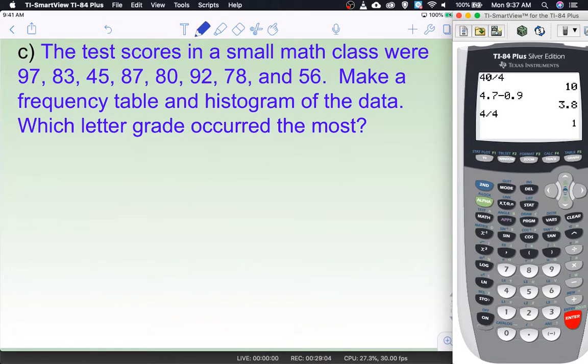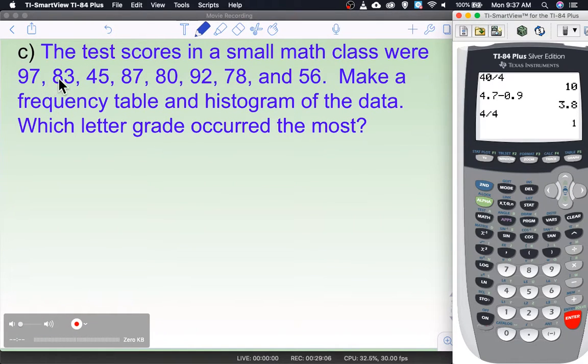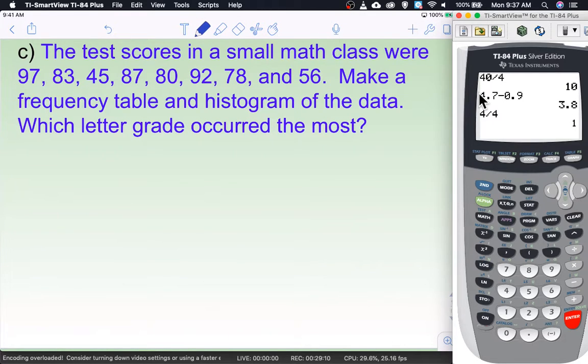All right, one for you. This is the test scores. There's 1, 2, 3, 4, 5, 6, 7, 8 pieces of data here. So if you could please go ahead and make your frequency table and your histogram of this data right now.